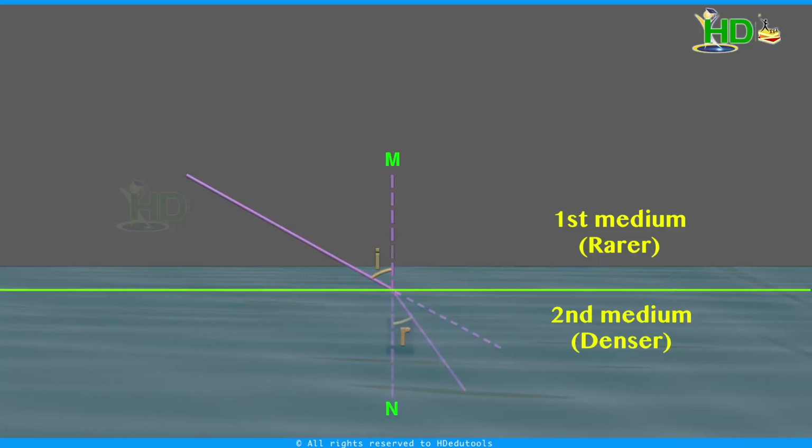If there is no change in medium, the original path of the light ray is along this direction, but because of change in medium, the light ray deviates its path and this is the final path. This difference between final and initial path is called deviation. The angle between the incident ray and final ray is called the angle of deviation. In this case, light travels from a rarer medium to a denser medium, and we can observe that it bends towards the normal. In this case, the angle of deviation is I minus R.